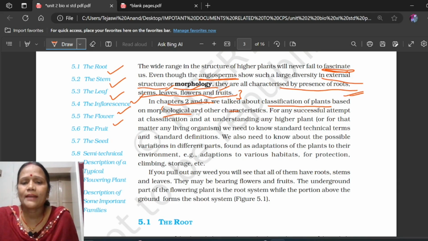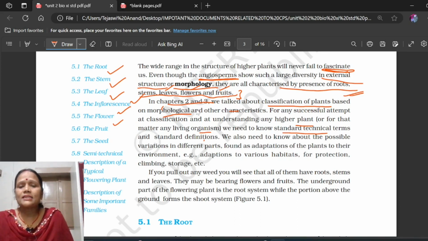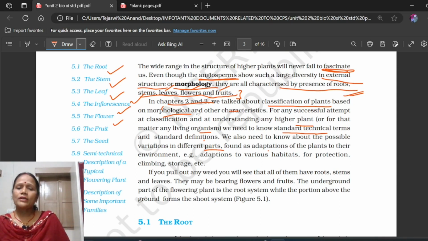For any successful attempt at classification and understanding any higher plant, or living organism for that matter, we need to know standard technical terms and standard definitions also. So what are these terms that we have to study? Different parts are found as adaptations of plants to their environment, adaptation to various habitats for protection, climbing, storage, etc. Like if you pull any weed, what is a weed? The undesirable plants that grow automatically, that are not cultivated, are called weeds.